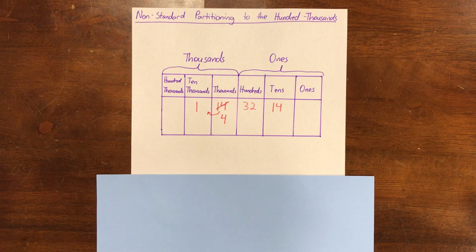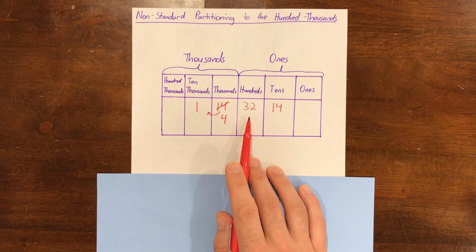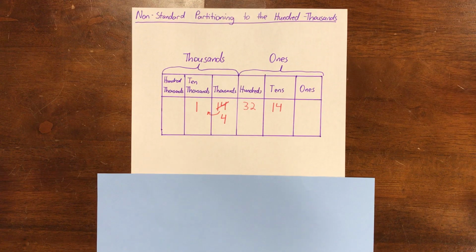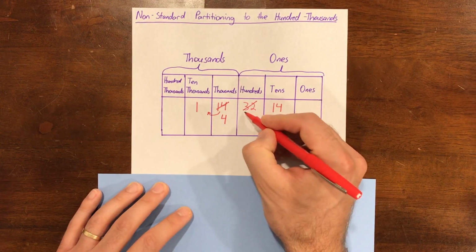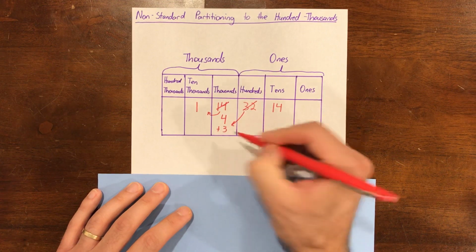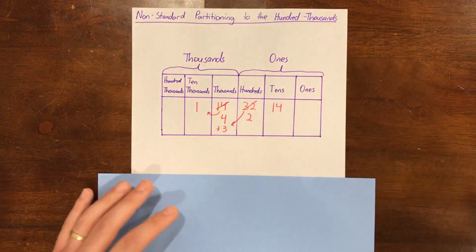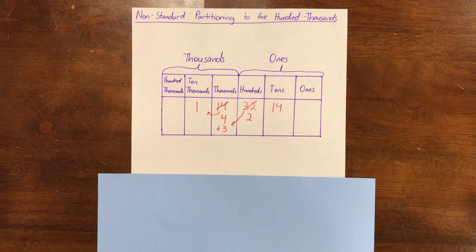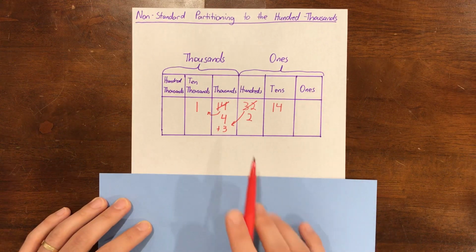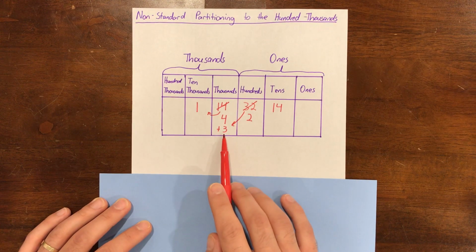Awesome. What about the hundreds? What should I regroup and what should I leave in this place? Say it out loud. Oh, okay. So I can regroup 30 hundreds into 3 thousands, and that will leave me with 2 hundreds left in that place. Why does that work? Say it out loud. Yeah, it works because 10 hundreds can be regrouped as 1,000. So if I have 30 hundreds, I could regroup that as 3 thousands.